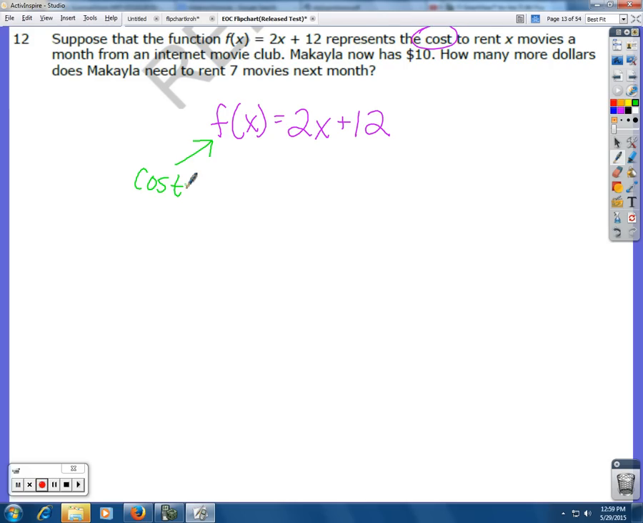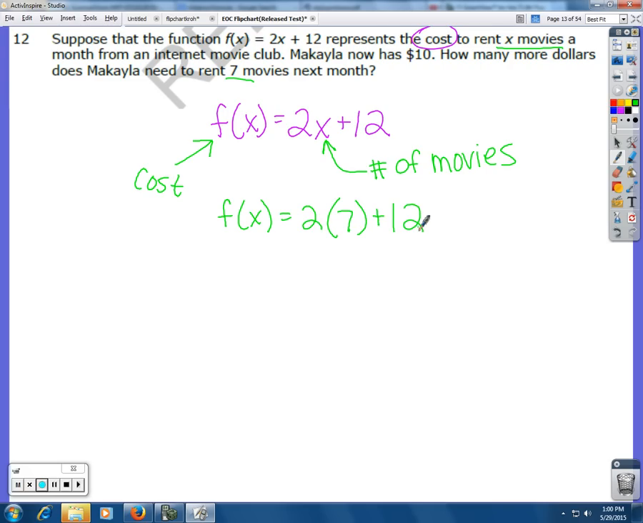And then it says to rent x movies. So that is the number of movies. Okay, so Michaela wants to rent 7 movies. So I'm going to plug in 7 for x. And that'll tell us how much it's going to cost her to do that. Okay?